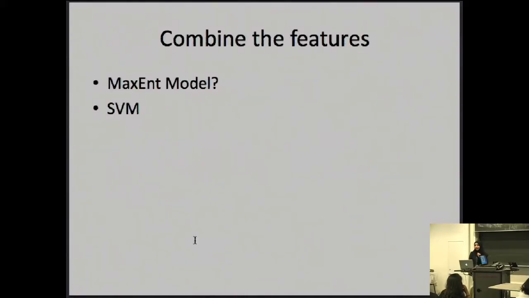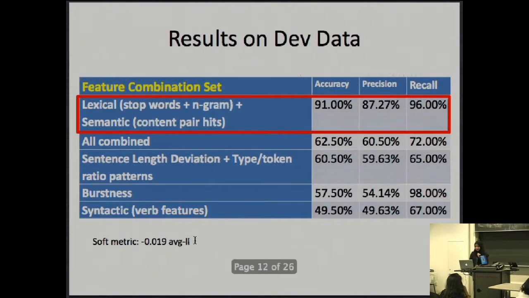So we tried Maxent at the beginning. It didn't give us very good results, and we ended up using SVM. The results we had on a combination of lexical and semantic features were 91%. All combined gave us 88%. There is a mistake here. And the other features were not very informative. So we decided to submit the classifier based on this combination of features.